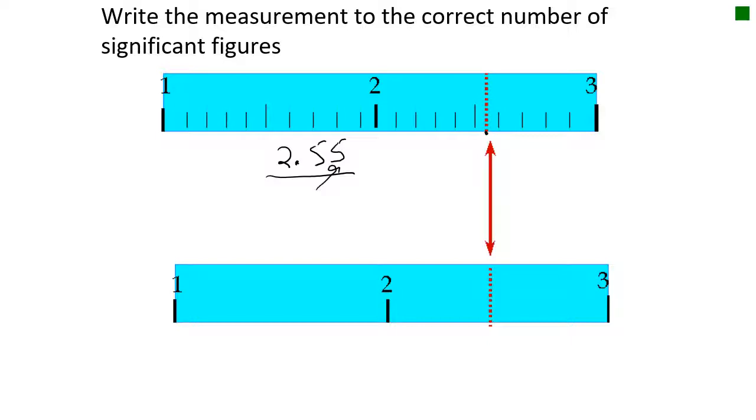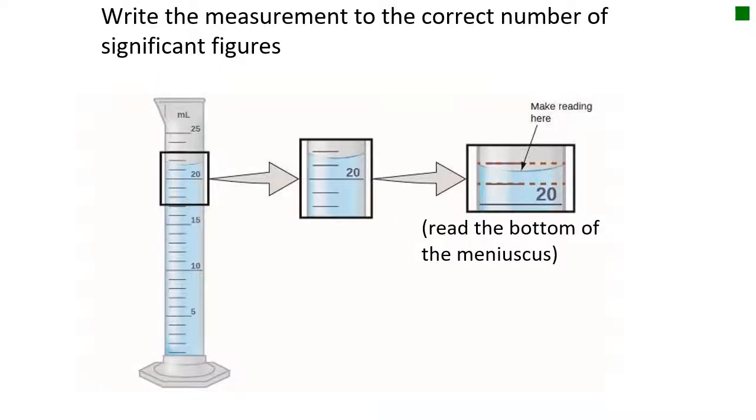Now here, all we know is that it's greater than 2 and it's less than 3, and so we're going to say that this one is about 2.5. Because it doesn't have the extra tick marks, we cannot report the measurement to as many sig figs or as much certainty. So again, reporting sig figs: every digit you're sure of, and the first one you estimate.